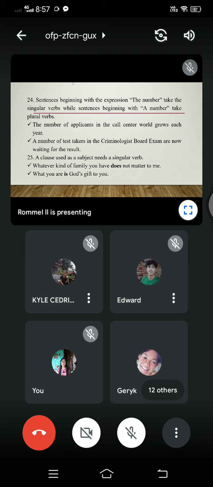Number 25. A clause used as a subject needs a singular verb. For example, whatever kind of family you have does not matter to me. What you are is God's gift to you.